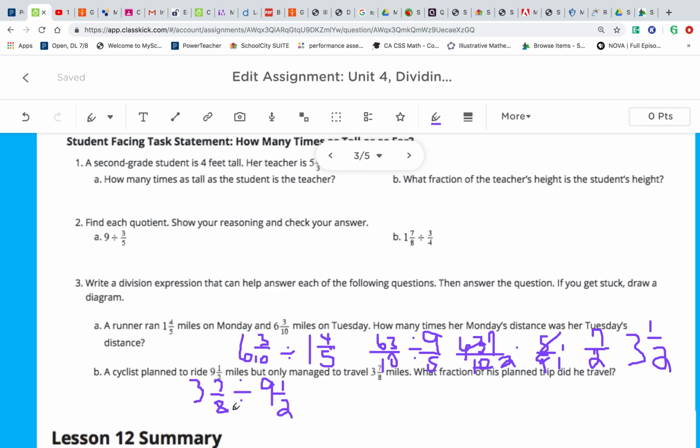Again, we want to make these mixed numbers back into fractions. So 3 times 8, that's 24, plus 7 is 31. So we're talking about 31 over 8 divided by 9.5. Let's make that into a fraction. 9 times 2 is 18, plus 1 is 19. So we have 19 over 2. That's where the 2 comes from.